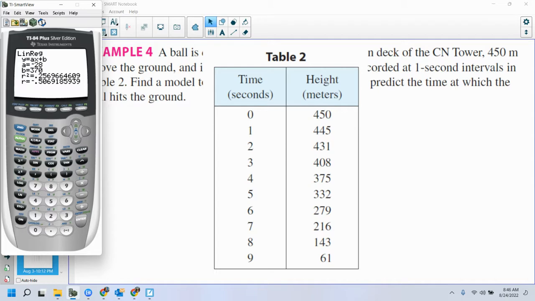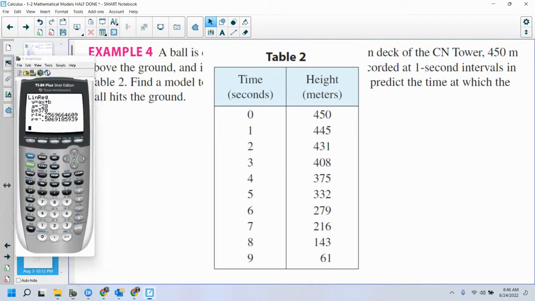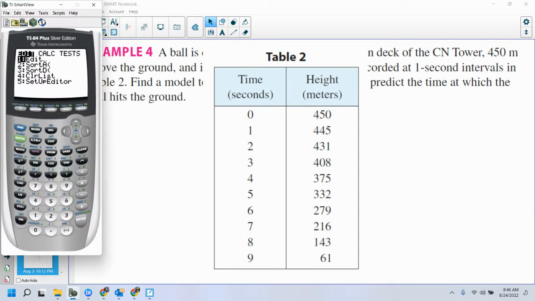Do we all get the same values? No? Uh-oh, did I plug in something in my table wrong? Yeah. Oh, 45. Whoa. Apparently I was typing too fast. 431, 408, 378. The calculator couldn't keep up with me. 332, not 32. I'm going to blame the calculator. It's the calculator's fault.